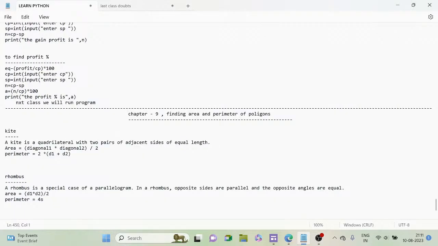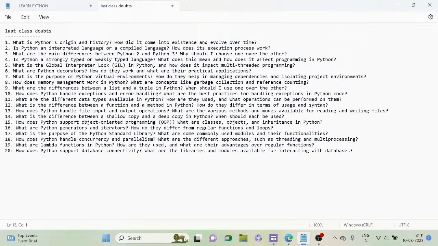So now let's start. Today we have, I think, 20 doubts. These 20 doubts are based on Python: how it works, how it relates to other things, how it interfaces with others, what its use is, what the job opportunities are. Today we have more of that type of doubts, so we will be doing that also.